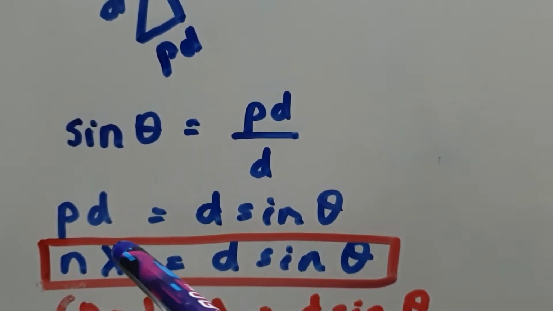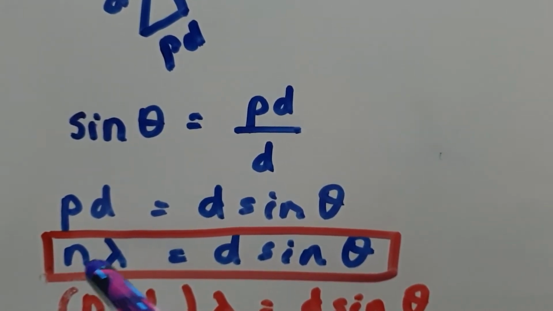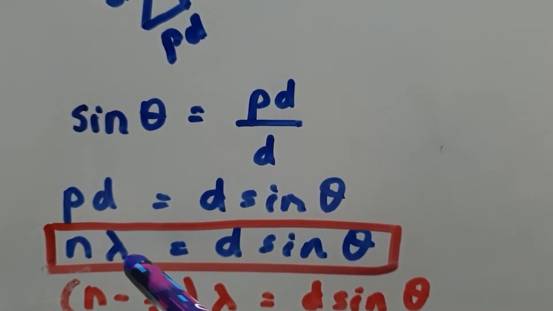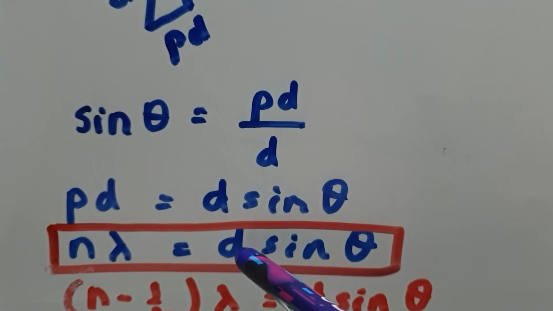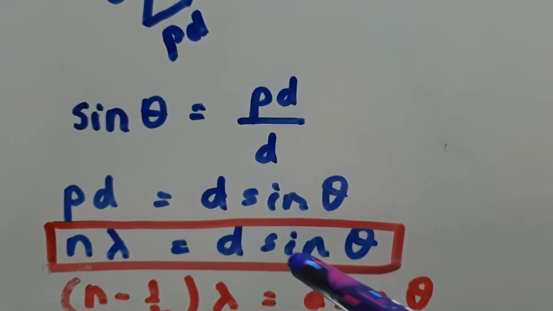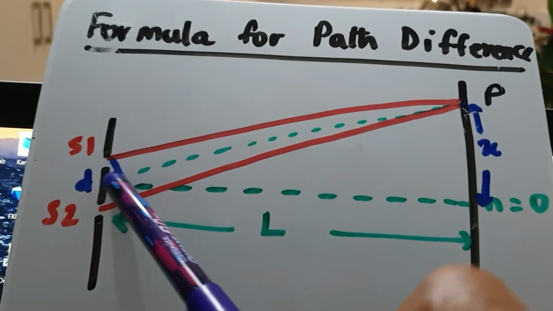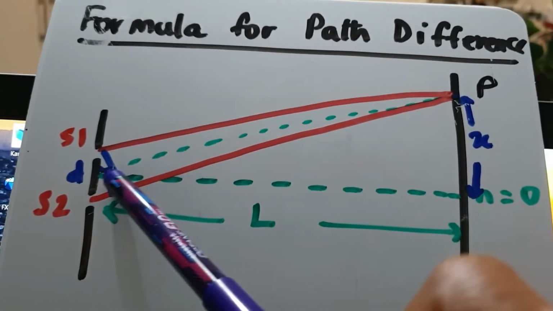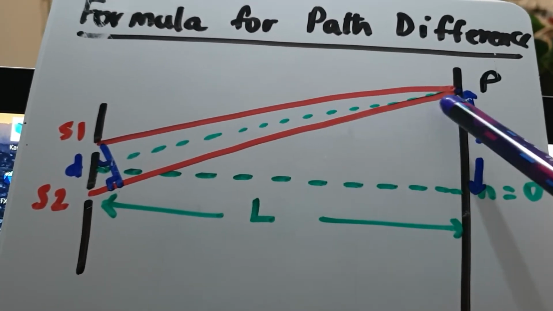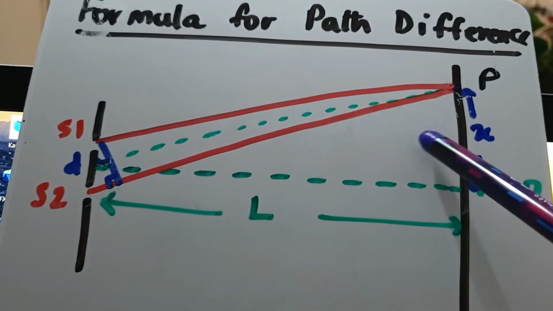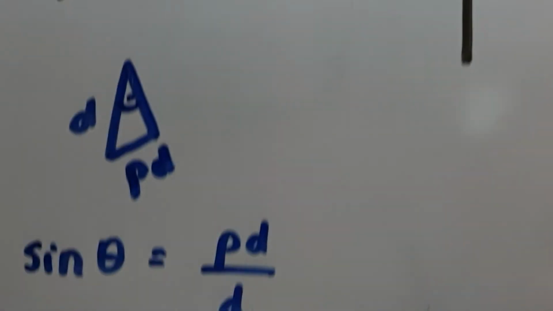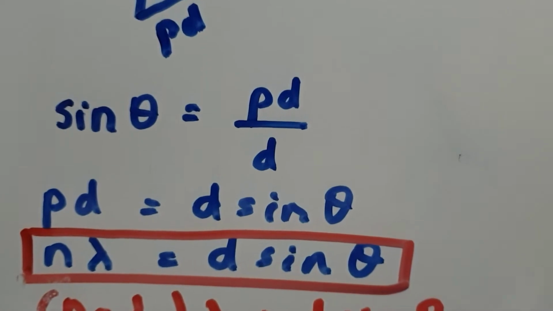So what does n stand for? n is the order number, lambda is the wavelength of the wave, d is the distance between the slits, and theta is the angle that the central antinodal line makes with that line. So this green triangle is just averaging it out. Okay, so that's the formula that you use to solve problems.